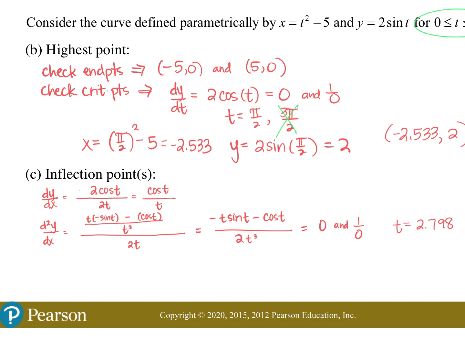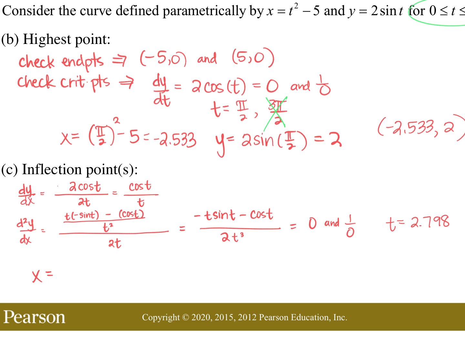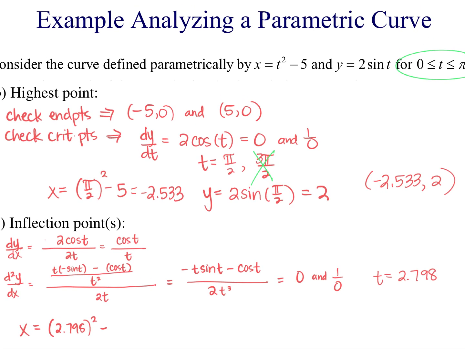Okay, store that value in your calculator so that when you switch back to parametric, you can actually find that value. Okay, so store, save it as an A, or I don't care what you save it as, alpha A. And then let's check what the x value is. So we want to take that value and plug it back into 2.798 quantity squared minus 5.